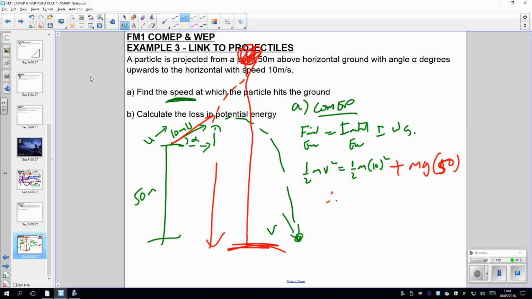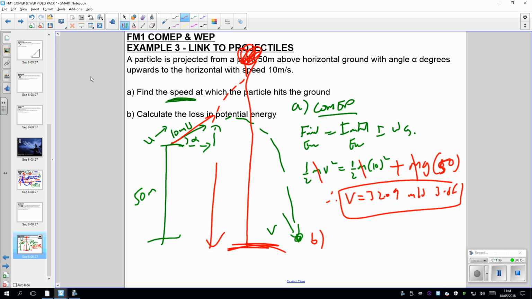So therefore, I can find v because the m's cancel. And some of you smart asses will say, oh, can I just not write the m? No, you have to write the m. The examiner requires you to put the full formula down, okay? And divide by 0.5, square root that. So 6 root 30, so 32.9 meters per second to three SF. Remember, you're working with g, so maximum three SF.